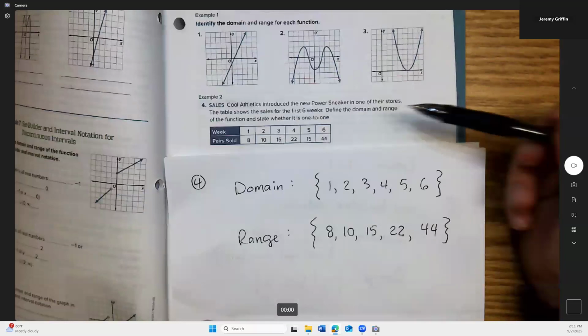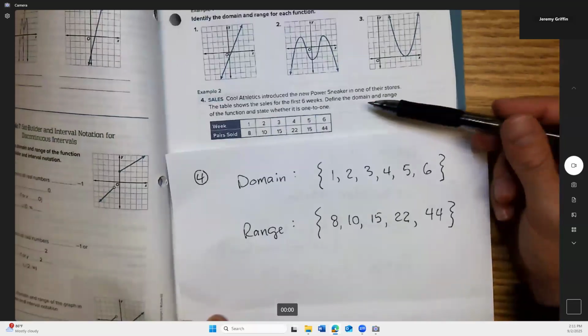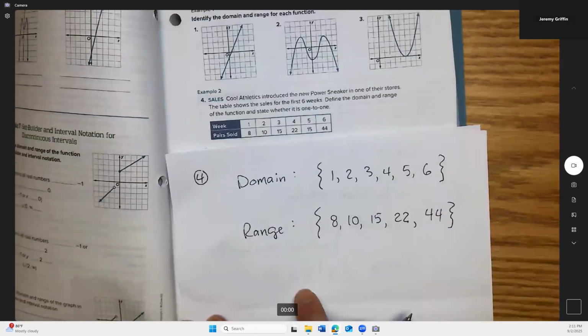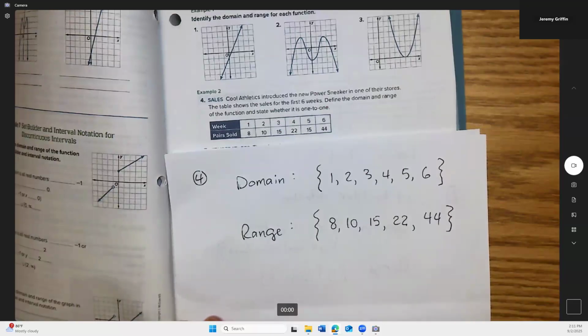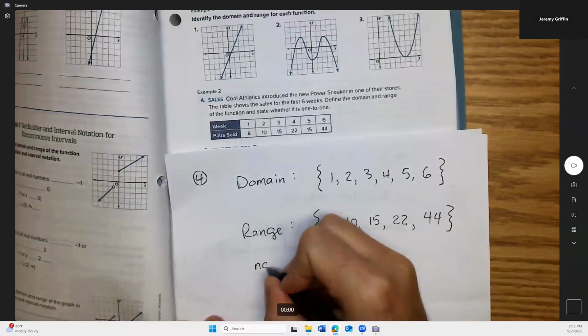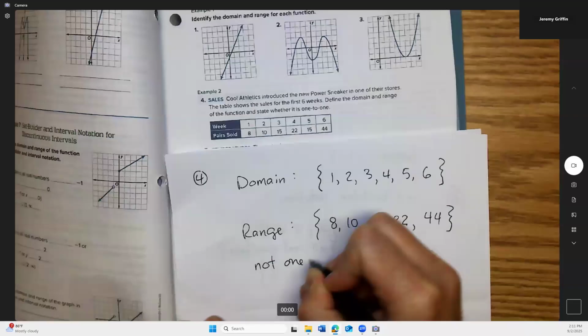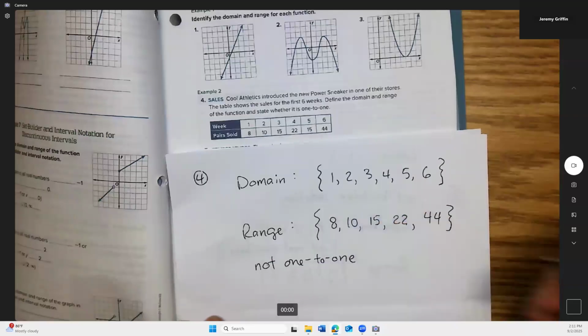Now, the other question they ask is, is this 1-to-1? What do you guys think on that? Show of hands, do you think it is 1-to-1 or not 1-to-1? How many of you think that would represent a 1-to-1 function? Who says that would not be a 1-to-1 function? Yeah, I'm seeing a lot of you say that. That's right, not 1-to-1. How did you know it was not 1-to-1?